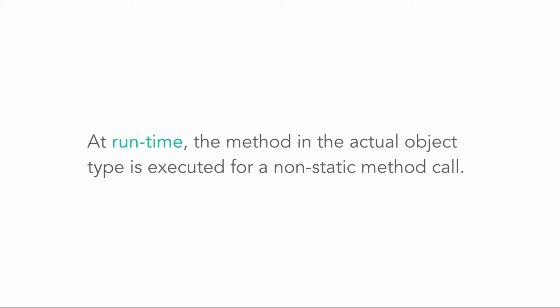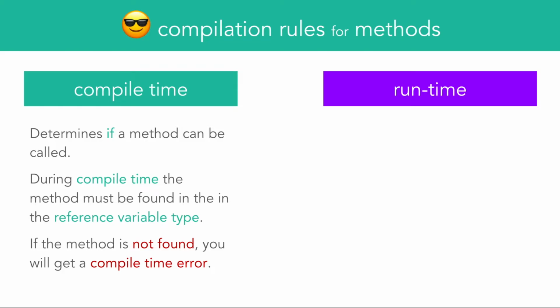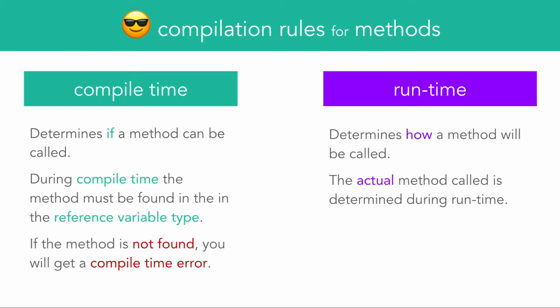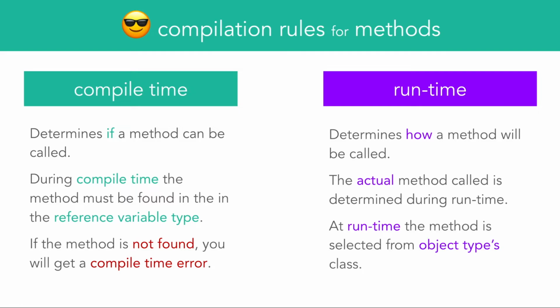At runtime, the method in the actual object type is executed for a non-static method call. During runtime, our machine determines how a method will be called. The actual method called is determined during runtime, and at runtime, the method is selected from the object types class.